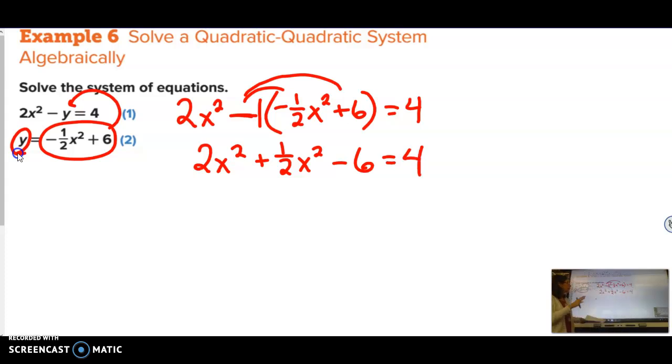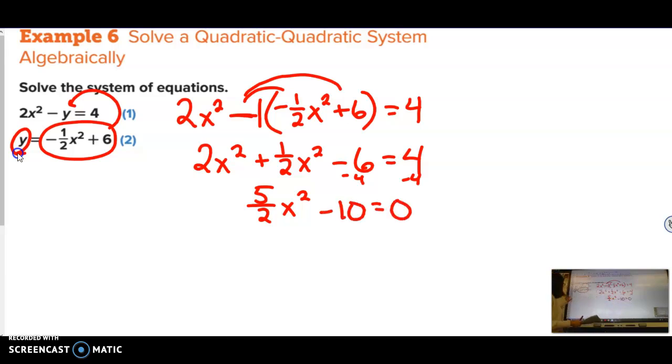Now, we do have a quadratic, but let's go ahead and combine like terms. So 2 plus 1/2 is 2.5. 2.5 is the same thing as 5 halves x squared. And then since it's a quadratic, I'm going to go ahead and get it equal to 0. So I'm going to subtract the 4. And I get -10 equals 0.